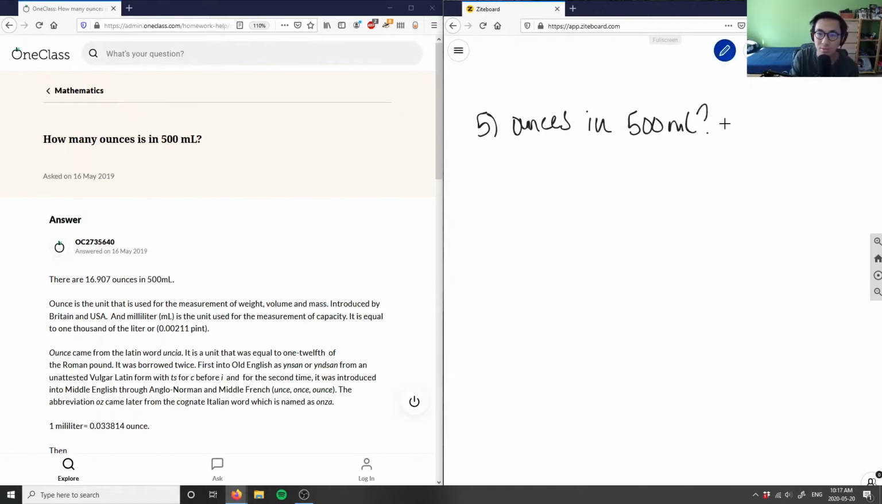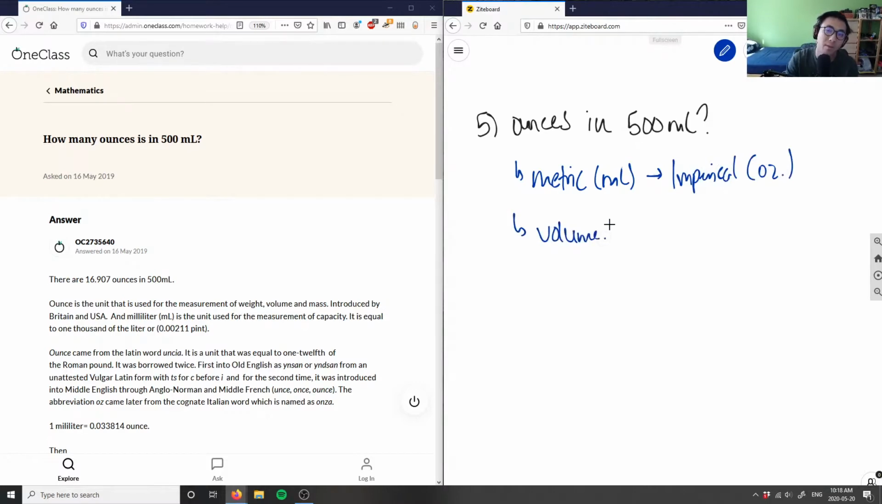Right now I want ounces, and I'm given milliliters, which is metric. So I'm going from the metric system, in milliliters, to the imperial system, in ounces. And both of these are measuring volume. So we have to know what a conversion factor is to figure out the relationship between both systems.